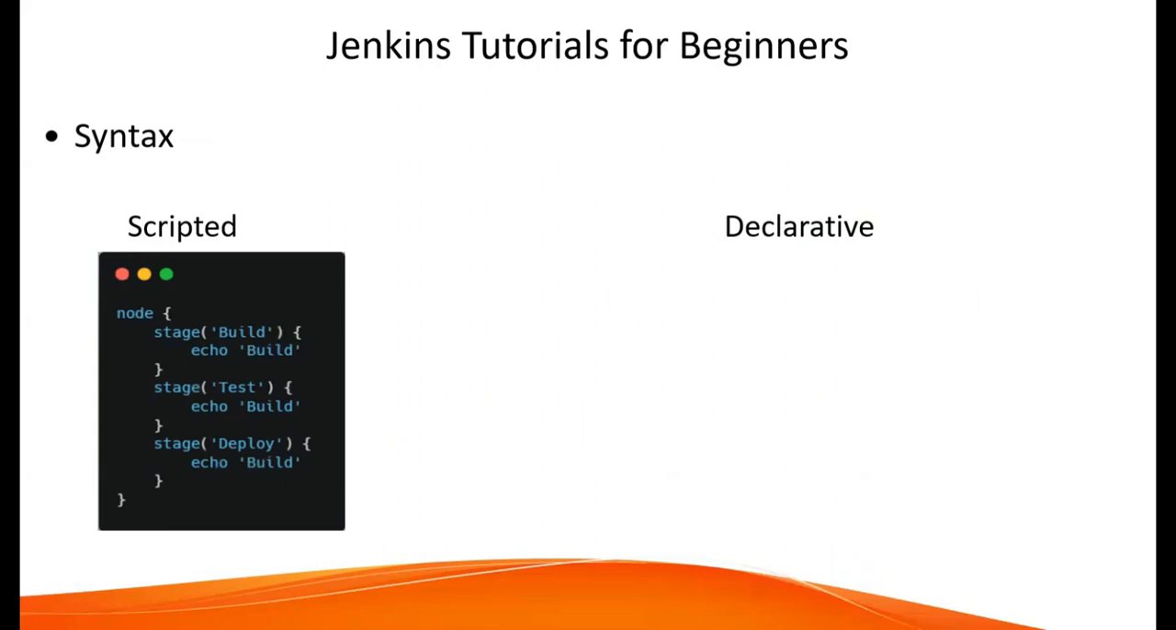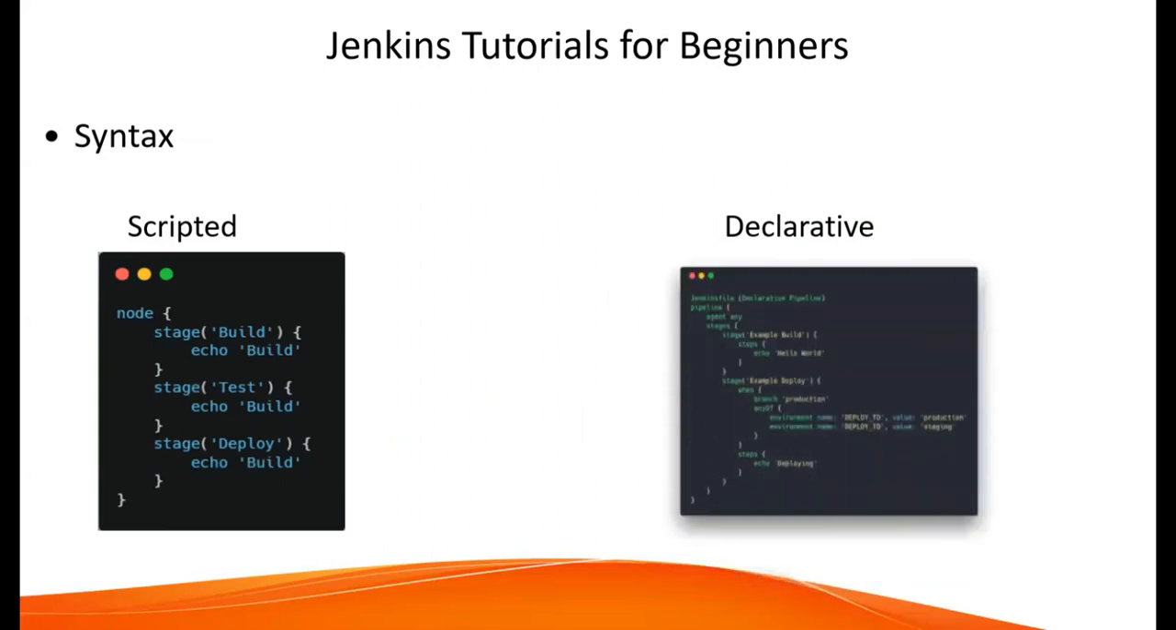While in the case of the declarative pipeline, this is the syntax difference: you declare a pipeline, then you have an agent where you can run this declarative pipeline on any node or any agent. You can also declare a specific agent on which you want your declarative syntax or script to be executed. Then we have something called a stage, where we define the stage and the steps in it. I hope you got the gist of declarative versus scripted pipeline syntax.